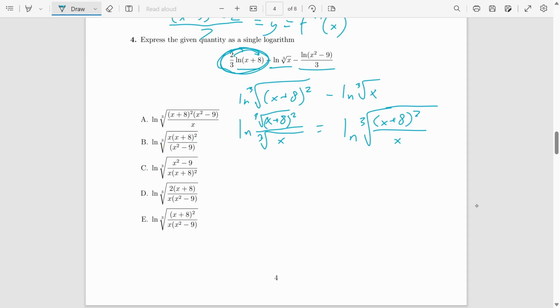Last term to worry about is the minus that, and this divide by 3 is just times 1/3 ln of yada yada yada. And remember, we can just take that and treat it as an exponent. So this becomes all of this minus, that looks like a division symbol, minus ln of (x squared minus 9) to the 1/3, which is the same thing as cube rooting it.